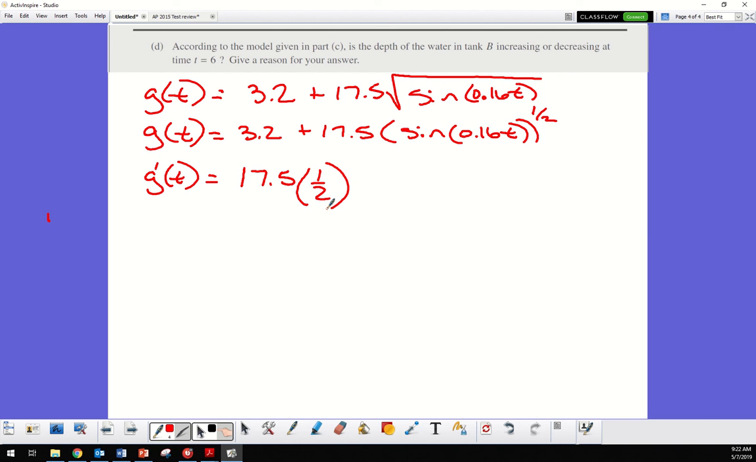1/2, and then I'm going to have sine of 0.16 t to the negative 1/2 times the derivative of the inside, right? So the derivative of that is going to be 0.16, and then it's going to be times cosine of my 0.16 t.